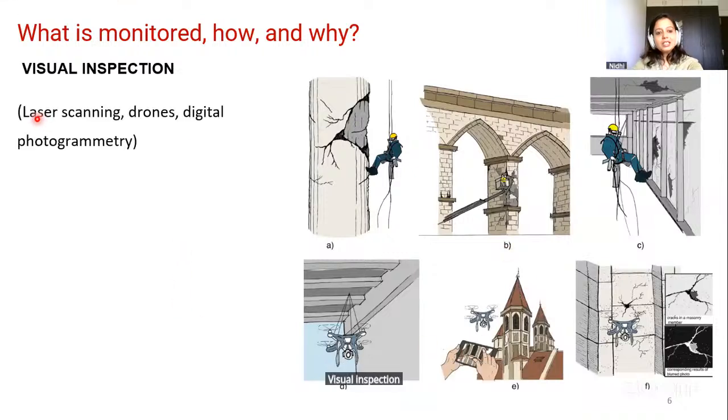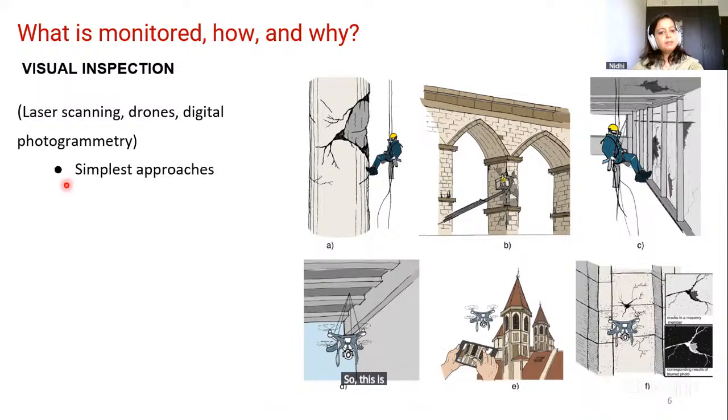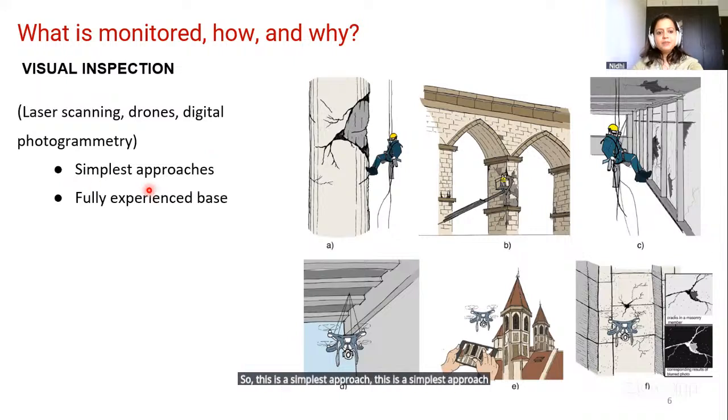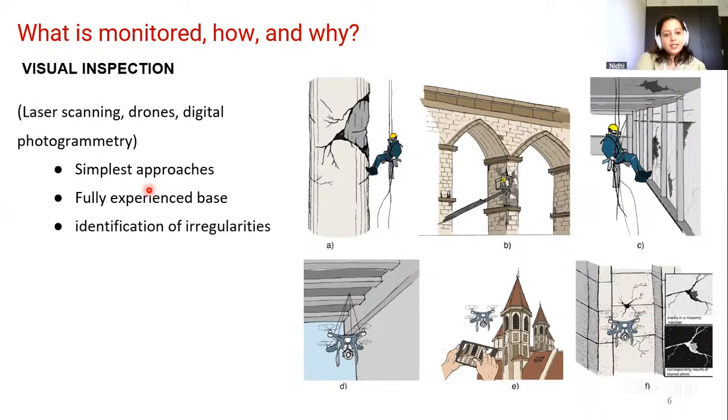We can use laser scanning, drones, as well as digital photogrammetry for visual inspection. This is the simplest approach, but it requires full experience, because based on experience only can we draw conclusions from the visual inspection: what has to be done, what data has to be taken, and what is the inference from this data.